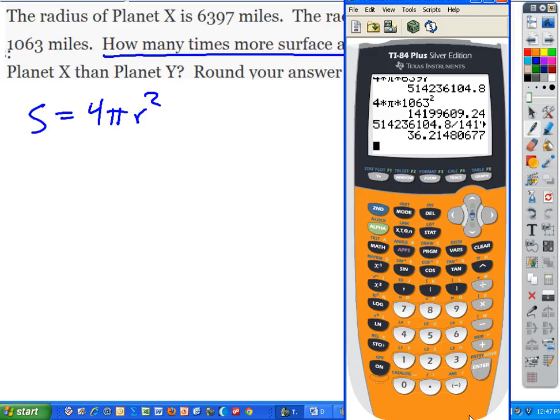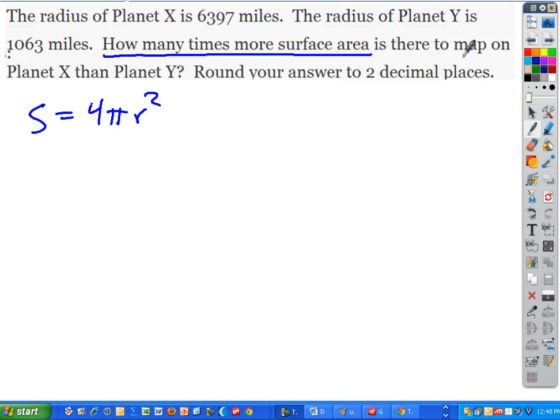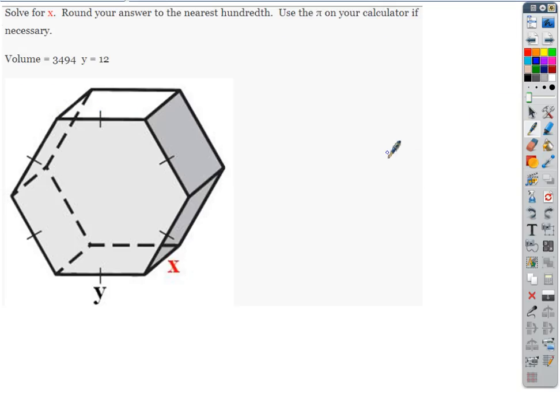Okay, what about this one? This looks pretty complicated, but it's not a big deal. What kind of shape is this? Good. Hexagonal prism. It's a regular hexagonal prism. So we're given the volume of this thing. Volume, we love to see volume. Those questions are always going to be easier than the surface area questions. So they give us the volume, they give us y, and we're supposed to find x.